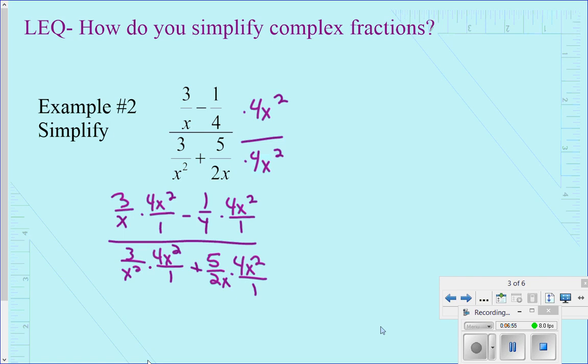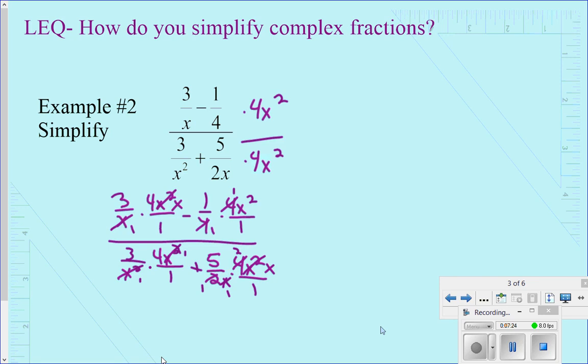Okay, so we have each one of those times 4x squared over 1. And now we're going to look on the diagonals and cross off common factors. So I see x and x squared become 1 and x. I see 4 and 4 cancel out, factor out. I see x squared and x squared factoring out. And I see 4 and 2 becoming 2 and 1. And x squared and x becoming x and 1.